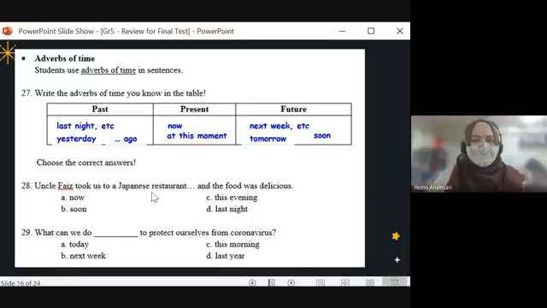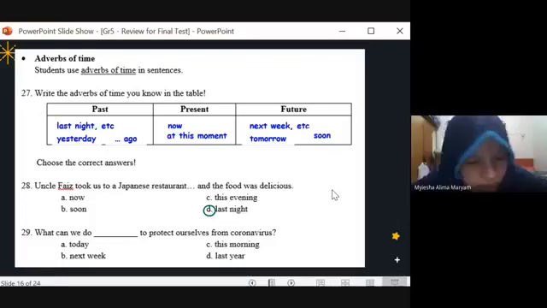First, let's look at the verb. Took, right? Uncle Faiz took. What does it mean? It happened in the past. Yeah, Kenzie, it happened in the past. If you see a verb like this, it means it definitely happened in the past, right? So which adverb of time is for the past? Yeah, it's last night. Okay, because it's took. Took is the past of take, right? Okay, thank you, Kenzie.